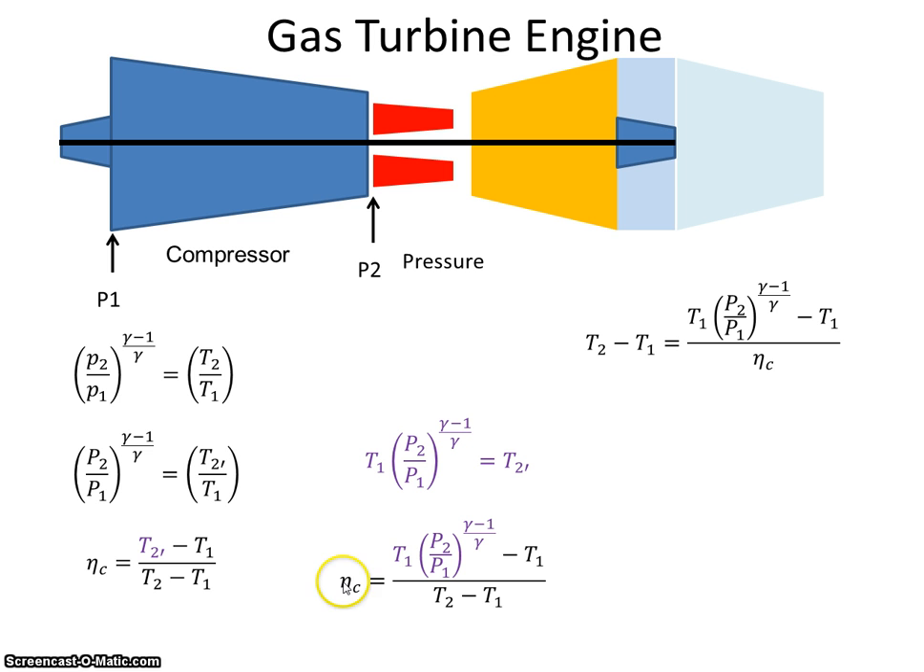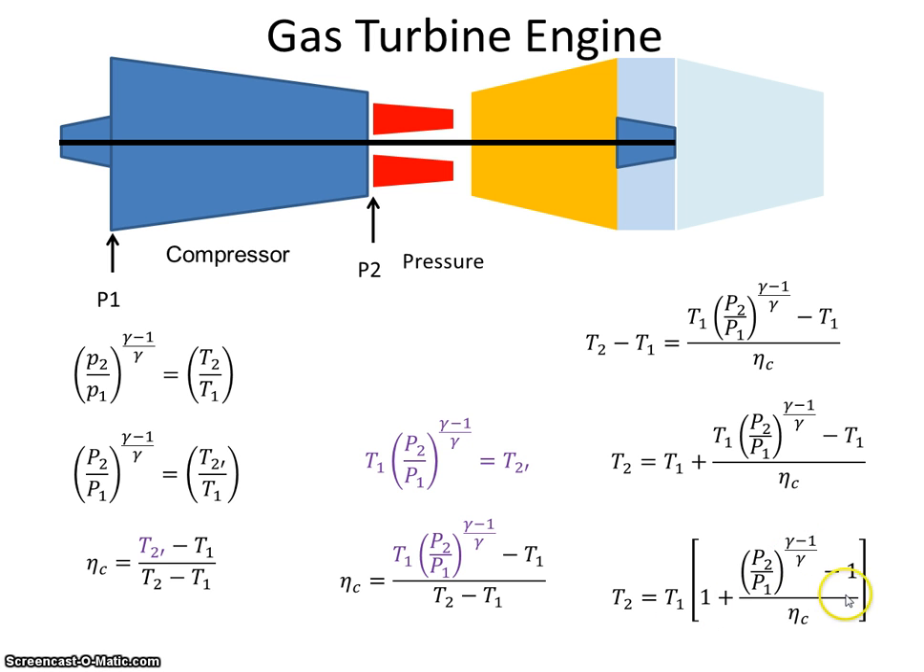I've brought the T2 minus T1 up and the compressor efficiency down here. Bringing this T1 in to the other side, change the sign, it comes across. And then I have T1 here, here, and here, so I can bring that outside the brackets. And I now have a value for the real temperature that we will have to get at the output of a compressor to get that compression ratio.